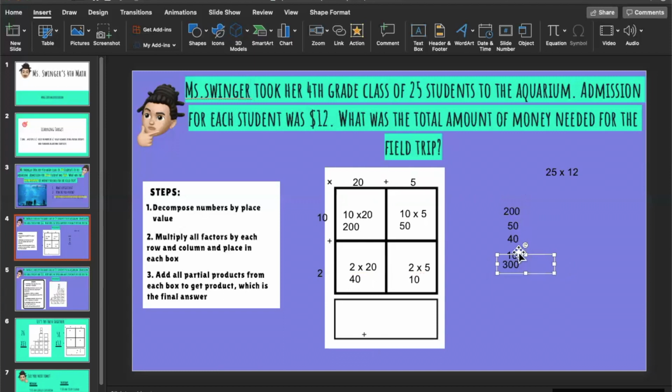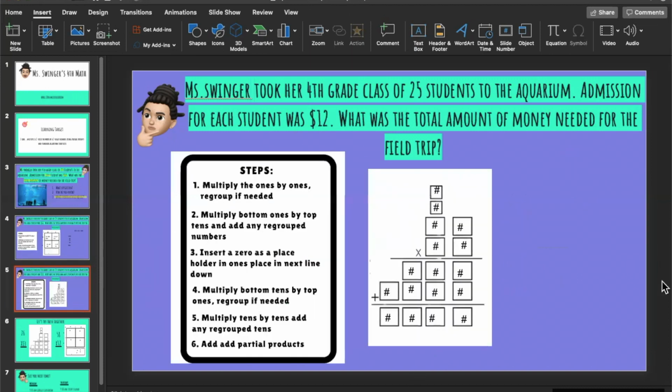Okay, 0 plus 0 plus 0 gives us 0. We have 5 plus 4, which is 9, plus 1 more is 10. We have a 0 here. We regrouped a 1 here to the hundreds place. And then 2 plus 1 gives us 3. So our final answer to this problem, 25 times 12 equals 300. Now remember, this strategy here is called partial product using an area model.